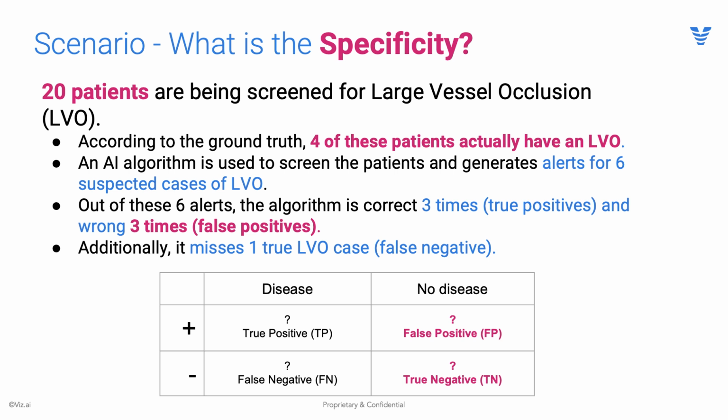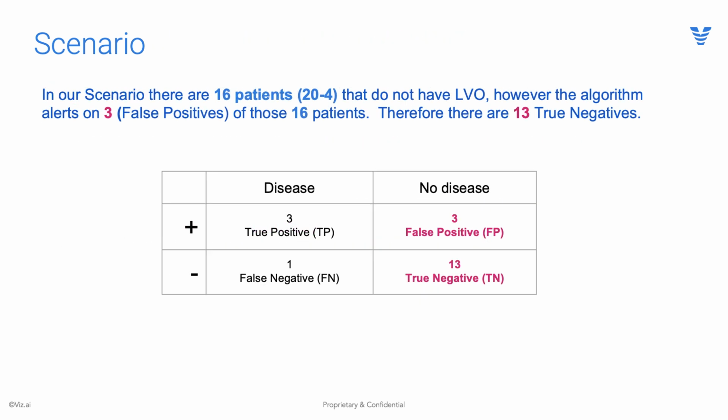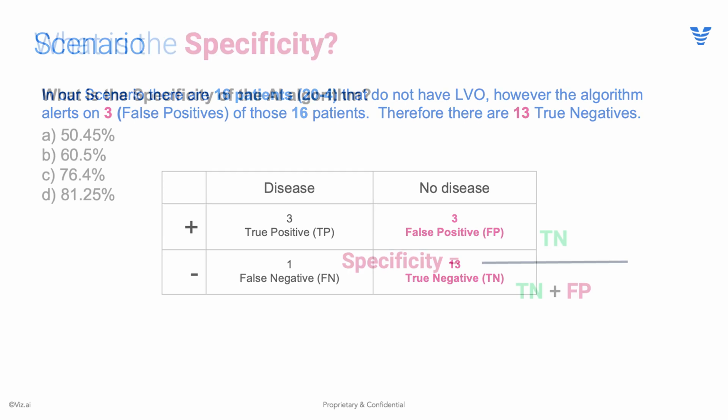So again, here's the scenario. We already created our chart. Four of the patients actually have an LVO. There are 20 total patients, and we know that there are 3 false positives. Those are the values we needed to calculate our false positives and true negatives: 3 false positives and 13 true negatives. So, are you ready for the big question, everyone? What is the specificity of this particular AI algorithm as defined?